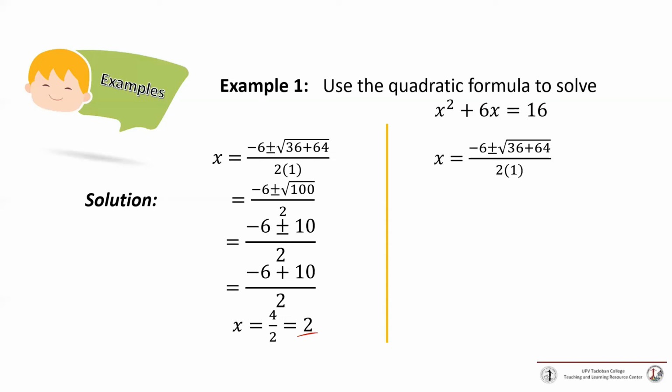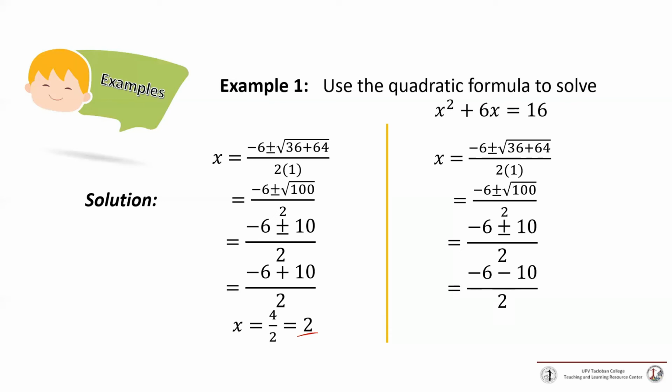And for the other x value, we have x is equal to negative 6 plus or minus the square root of 36 plus 64 over 2 times 1. So we have negative 6 again, plus or minus the square root of 100 over 2, and then negative 6 plus or minus 10 over 2. This time, instead of using the plus sign, we use the negative sign. That is negative 6 minus 10 over 2, which is negative 16 over 2, equal to negative 8. So we have the solution set, which is negative 8 and 2.